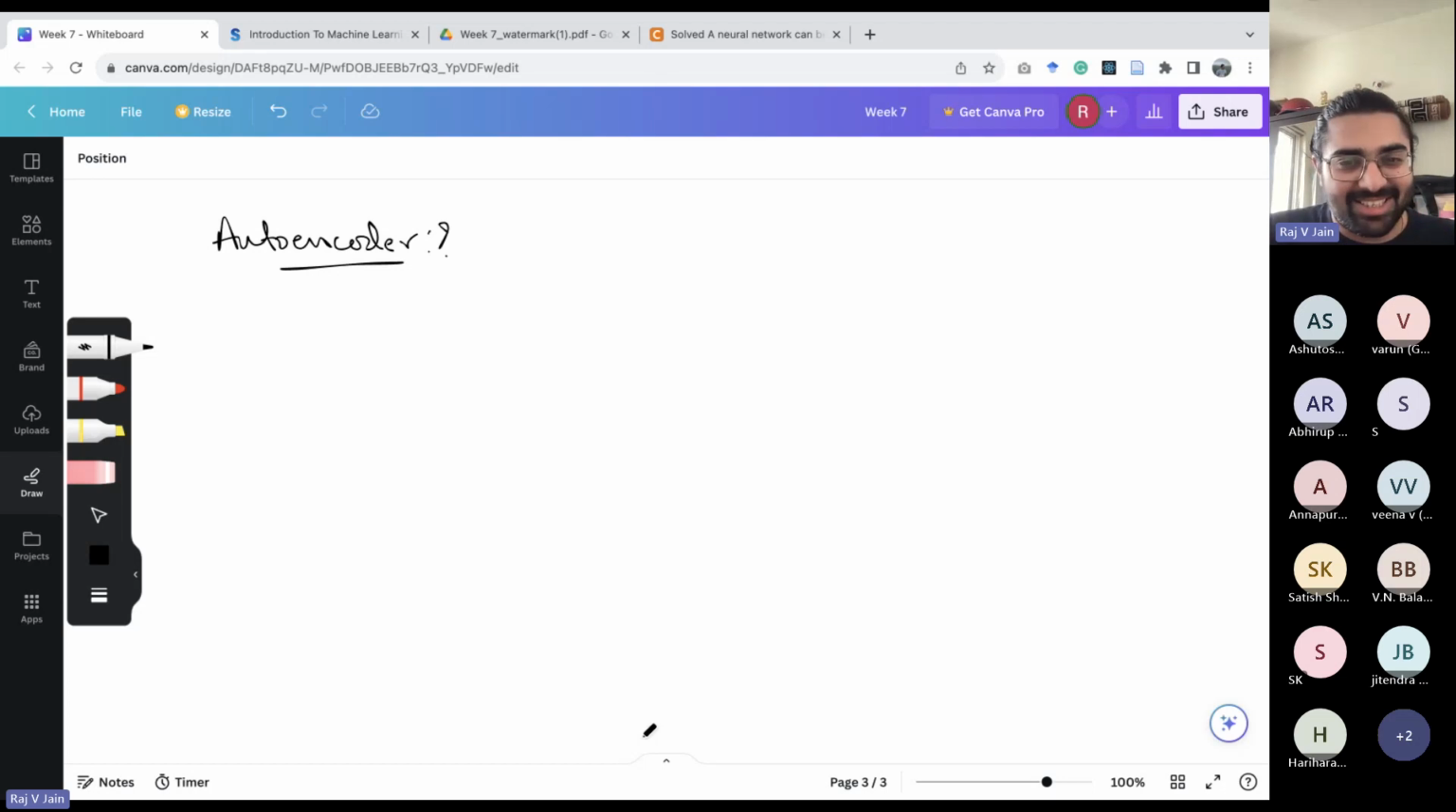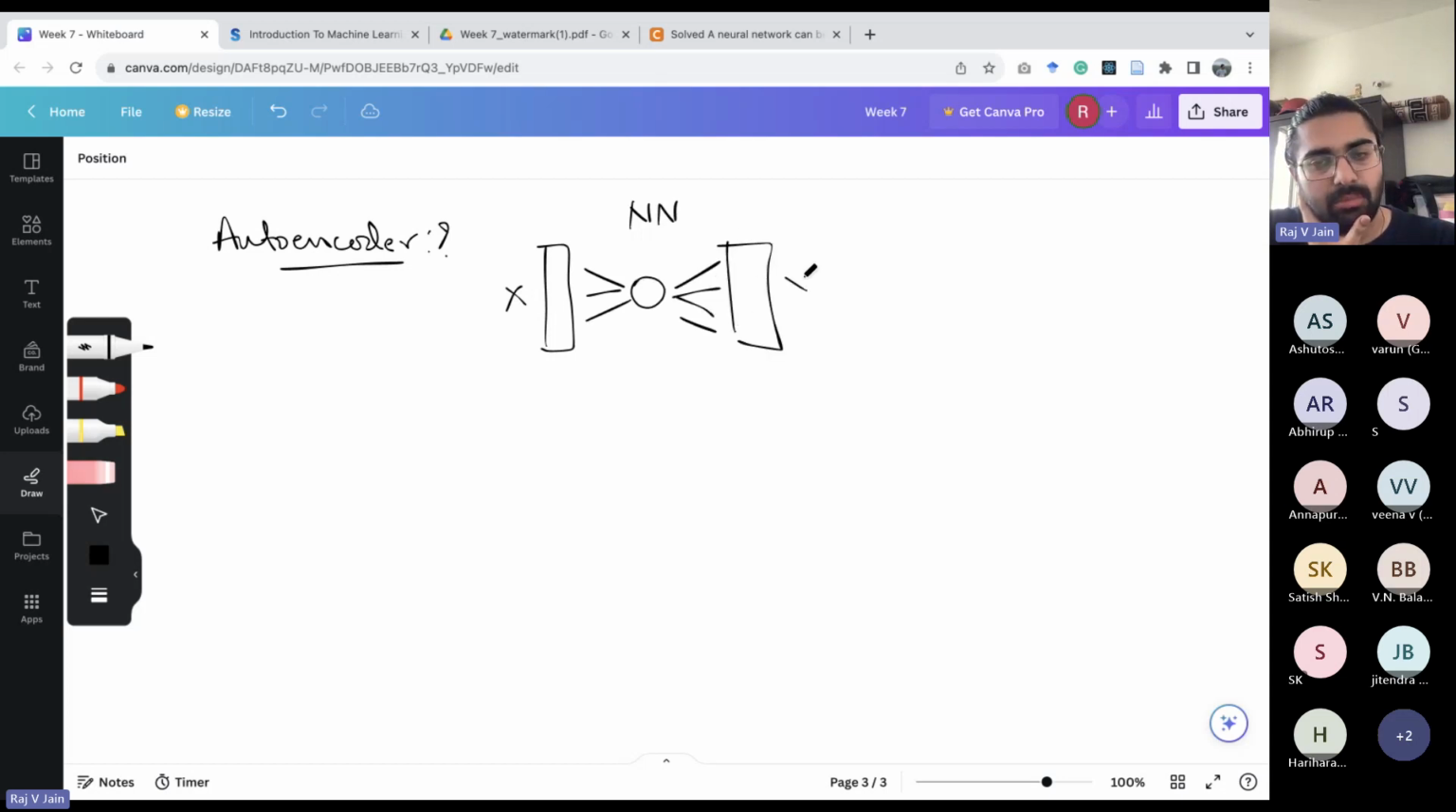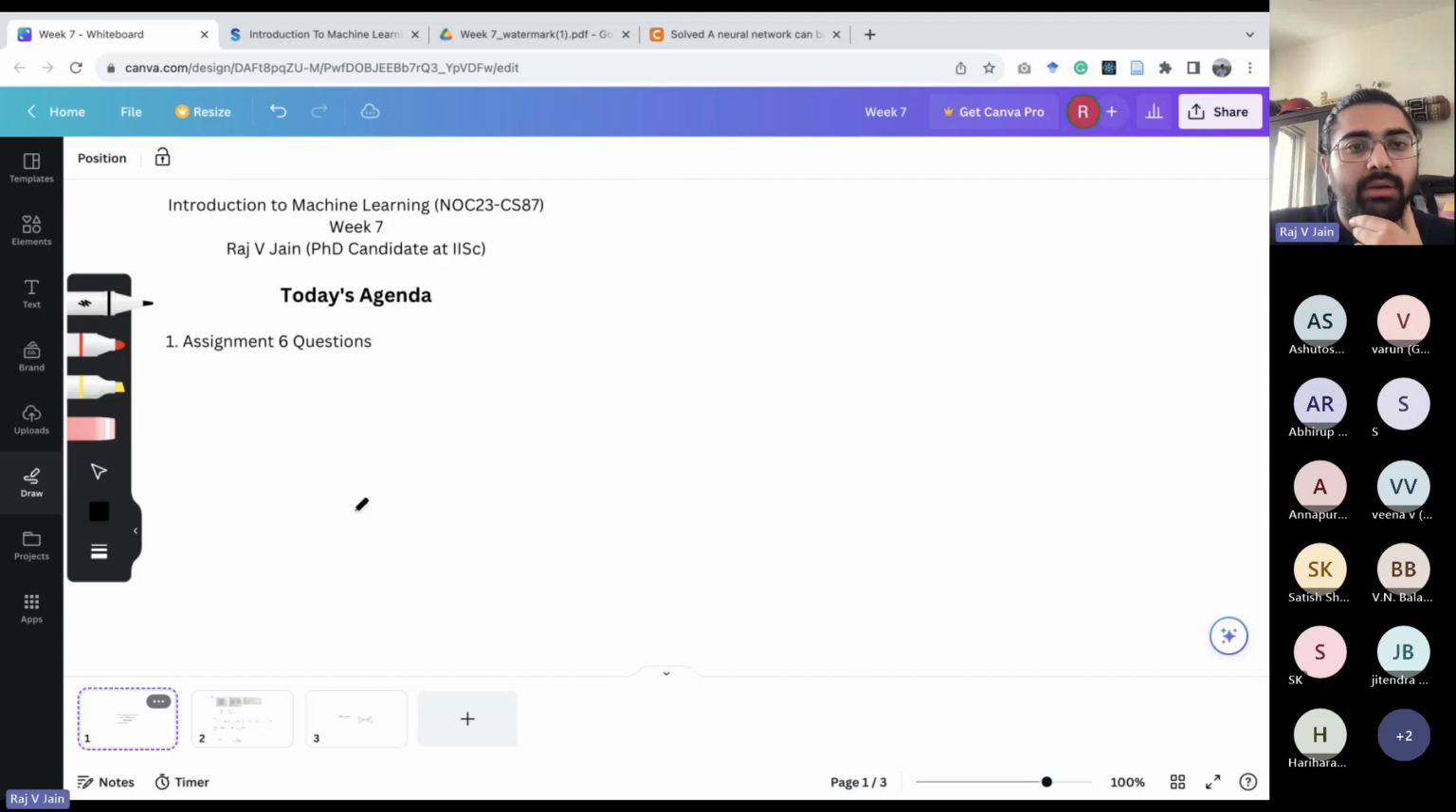I would suggest going back to the recording once. But briefly, an autoencoder is generally a neural network where you have some input X that is projected into a low dimensional space, so as to be able to reconstruct the same input back. So X and X hat have to be the same. Okay, we'll move to the assignment 6 questions.